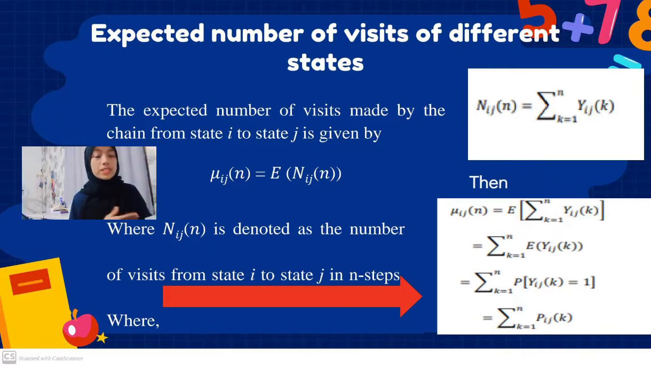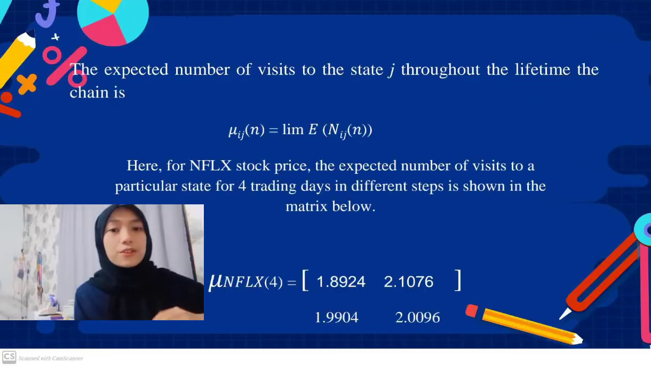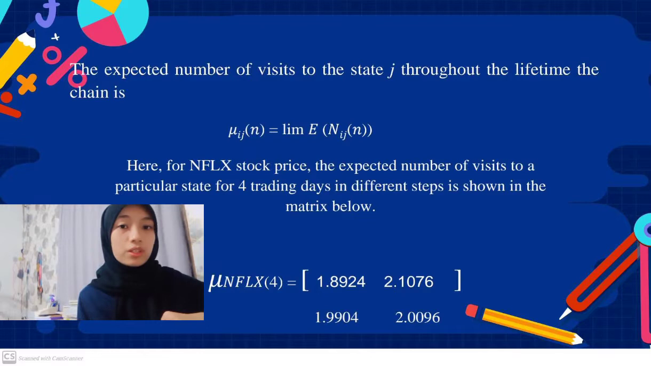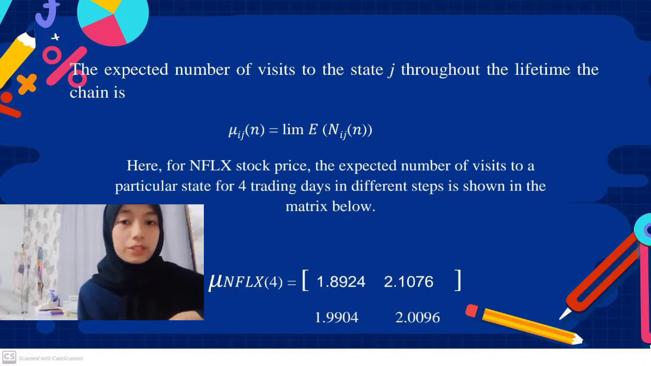The expected number of visits made by the chain from state i to state j is given by m_ij(n) equal to E[N_ij(n)], where N_ij(n) is the number of visits from state i to state j in n steps. So the expected number of visits to state j throughout the lifetime of the chain is m_ij equal to limit E[N_ij(n)]. Here, the Netflix stock price reaches the expected number of visits to a particular state for 4 trading days, shown as a matrix.